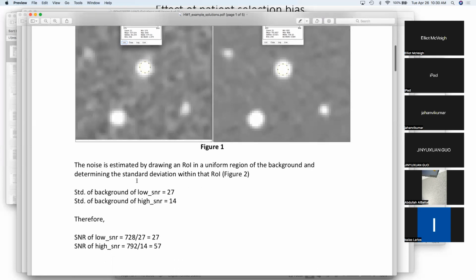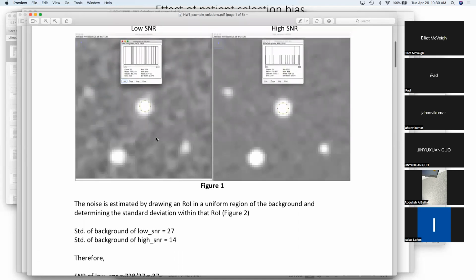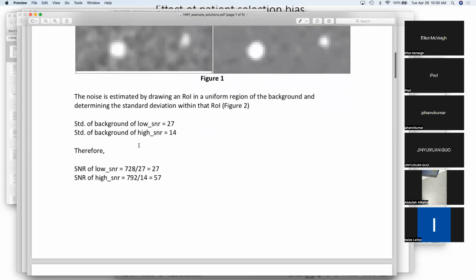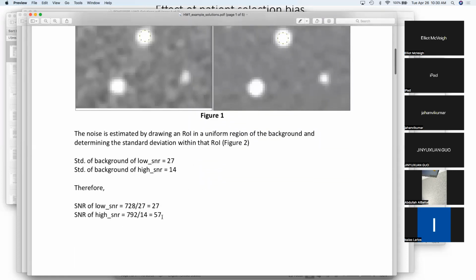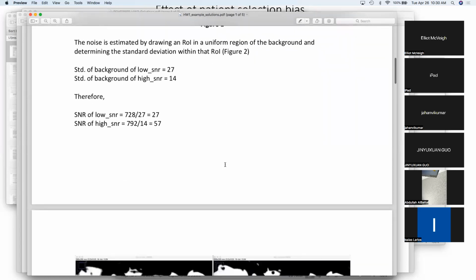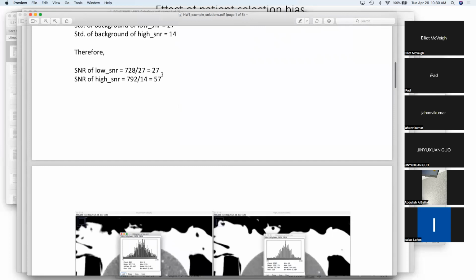So here, the standard deviation of the background in the low SNR picture was 27, right? And the standard deviation in the high SNR picture was 14. Okay, so the amount of noise shrunk down. These amplitudes should have stayed the same, right? And so you can calculate the signal to noise for that. Signal to noise of 27 is high. I mean, this is a low signal to noise one, but that's the high signal to noise, right? 57 is huge, right? Remember the Rose criterion is you're going to get the call right every time if the signal to noise is 5, right?